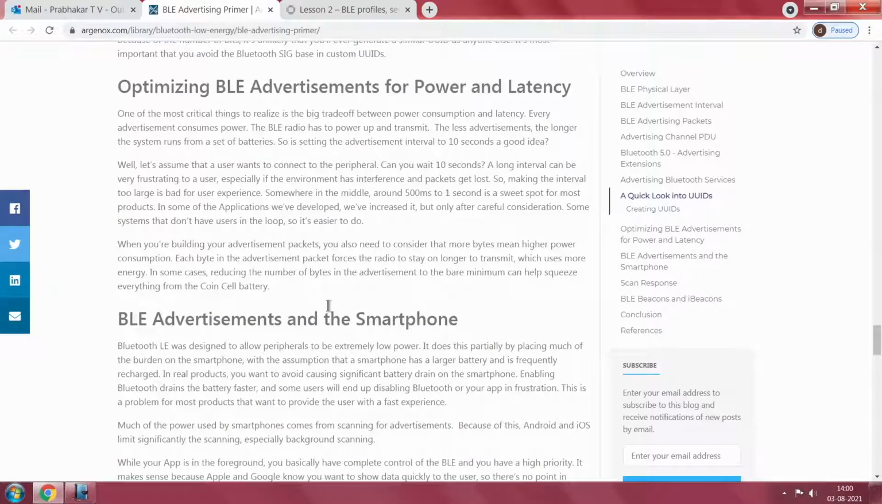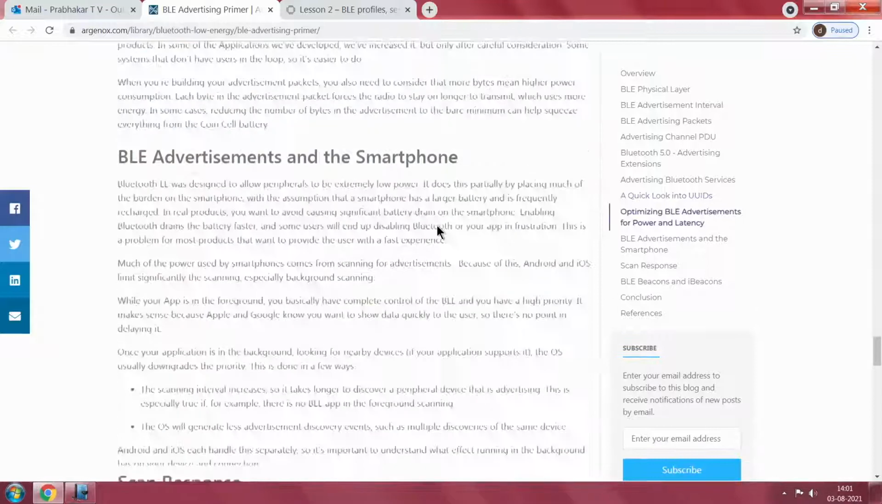Alright, so optimizing BLE for power and latency, I think we discussed this many times. Again there is a nice paragraph in terms of the advertisement intervals. So you look at this, he says how long can you wait, is it 10 seconds or is it a little longer. So take your decision based on that. So he also gives you a number of 500 milliseconds to 1 second, if you set that what will happen. If you set it to 10 seconds, what is going to be happening, it will be very frustrating for the user, because you send out something and you have to wait for a significant amount of time. So all that is mentioned in this paragraph, okay.